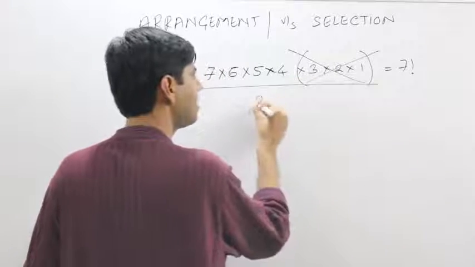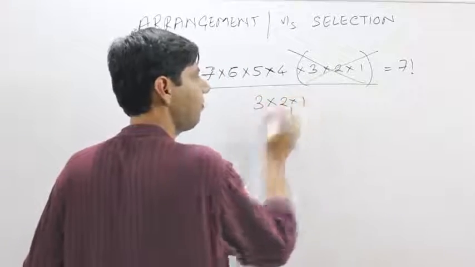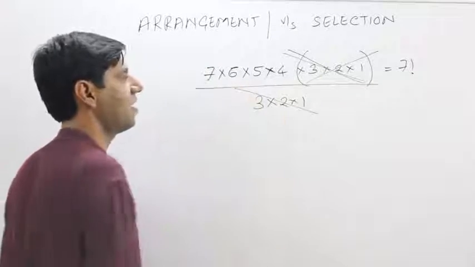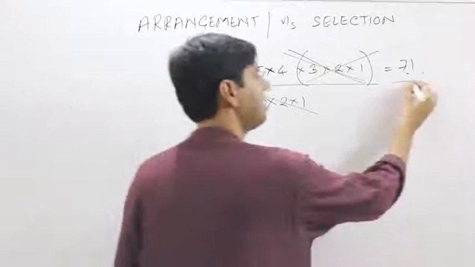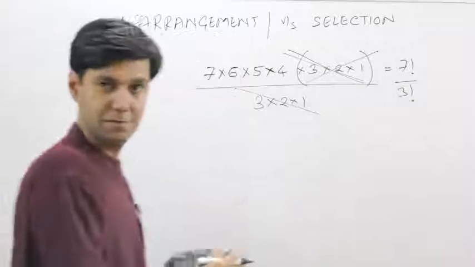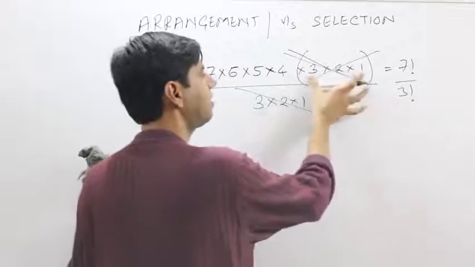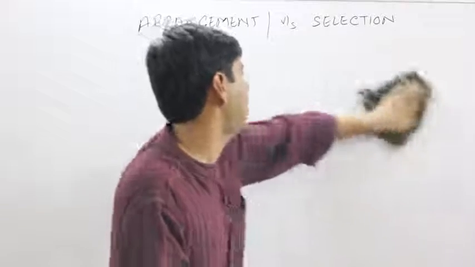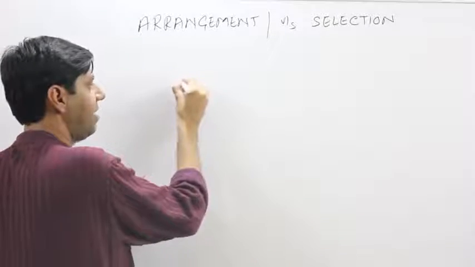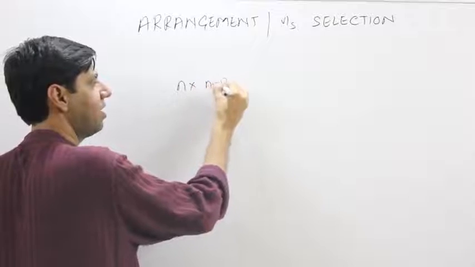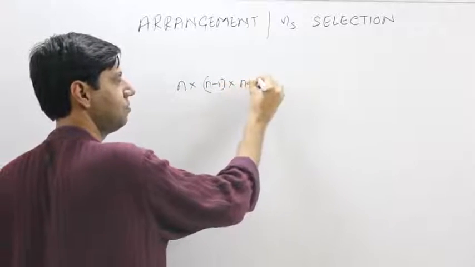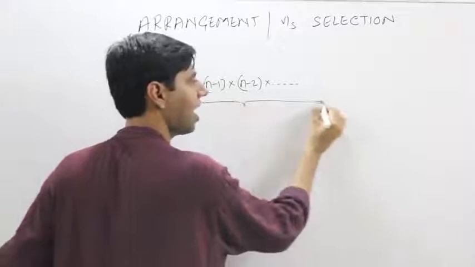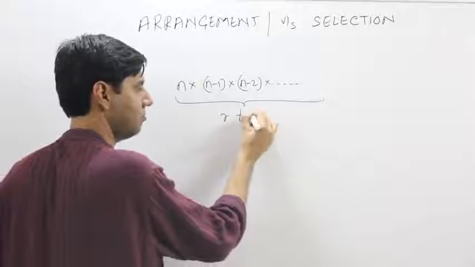So how do I get rid of that? I get rid of that just by dividing it by whatever I don't want. So this will cancel out with this, right? So could I say 7, 6, 5, 4 is nothing but 7 factorial by 3 factorial? Why do I not want 3? 3 terms I don't want. Rather, I want 4 terms, so 3 I don't want. I'll write this in a general way. N into N minus 1 into N minus 2 and so on continued. I want only R factors or R terms.